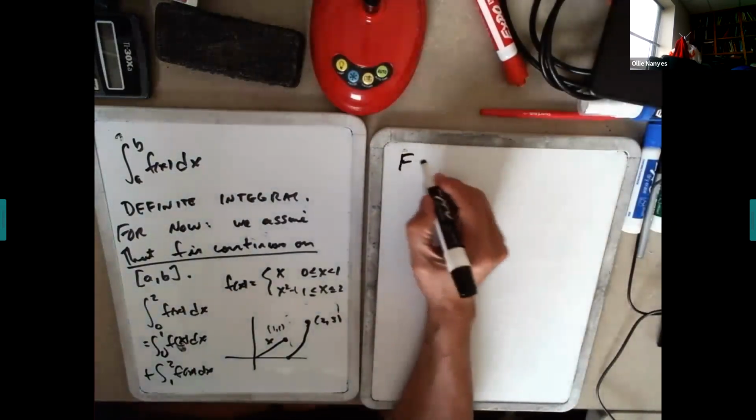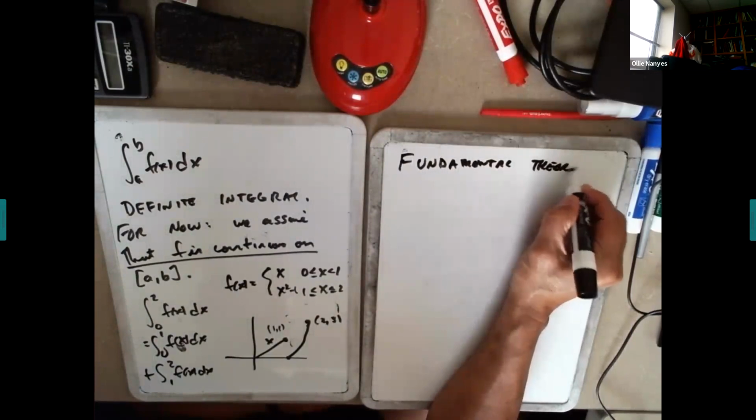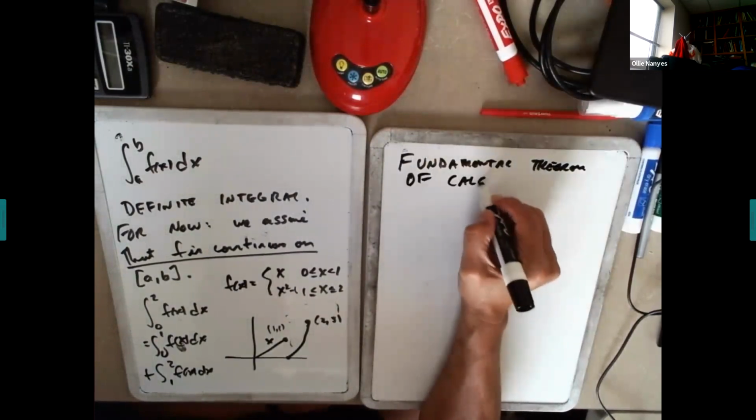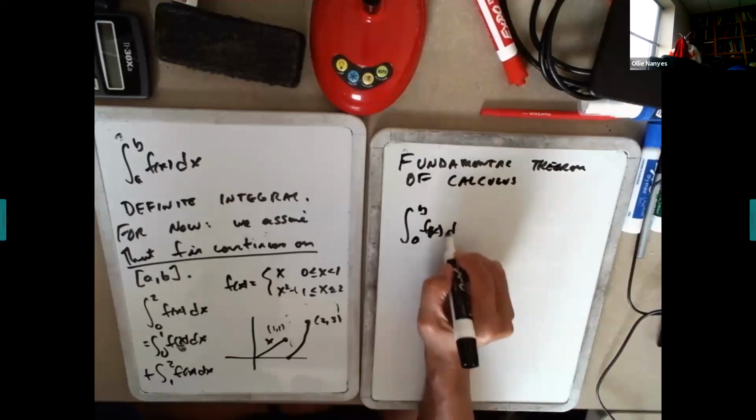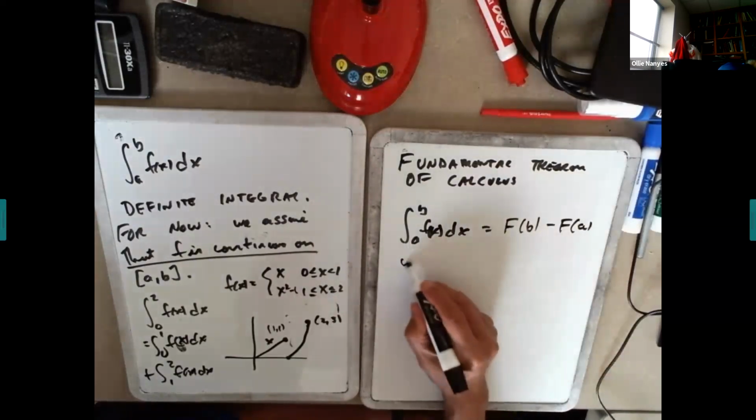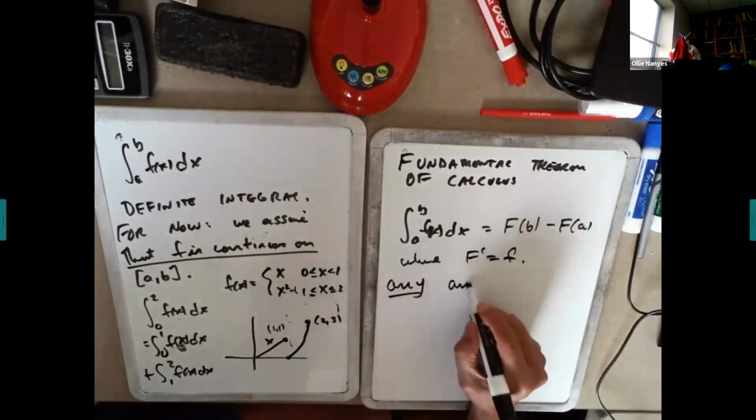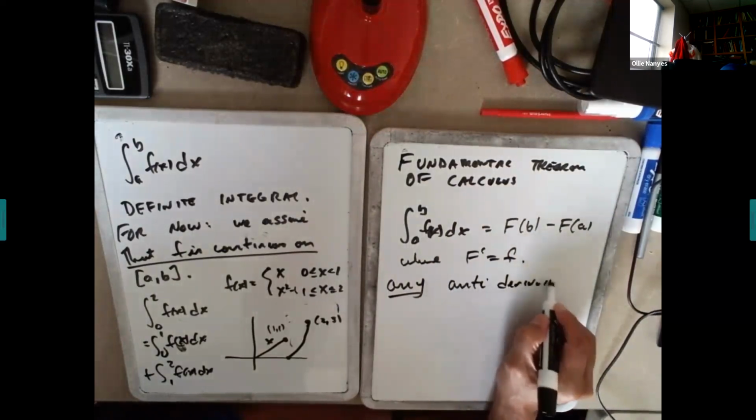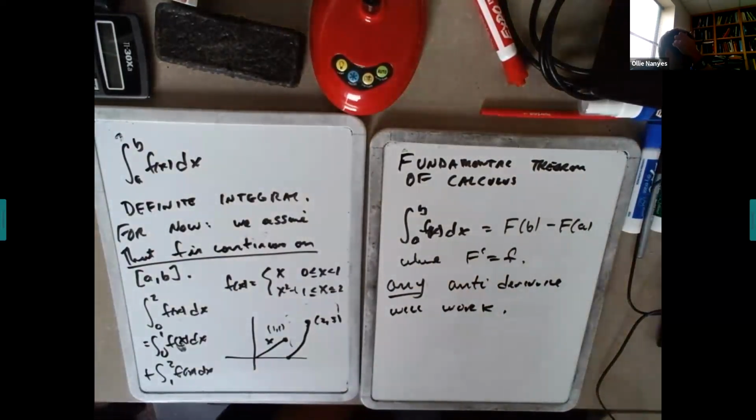And by the fundamental theorem of calculus, the integral of, again, assuming f is continuous, is going to be big F of B minus big F of A, where F prime is equal to little f, and any antiderivative will work. So that's what the fundamental theorem of calculus says. Now, I could probably go over a quick proof here, but I think I'll skip that for now.